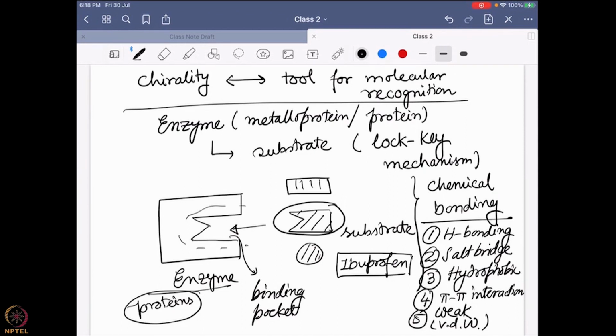Fine. So any questions up to here? Because this is a very important factor. I want to ensure that every one of you is actually following it properly. Anybody have any questions up to here? That molecular recognition is very important from biology's point of view, and biology uses chirality as one of its tools to ensure that the molecular recognition is happening over there. Any questions or query?